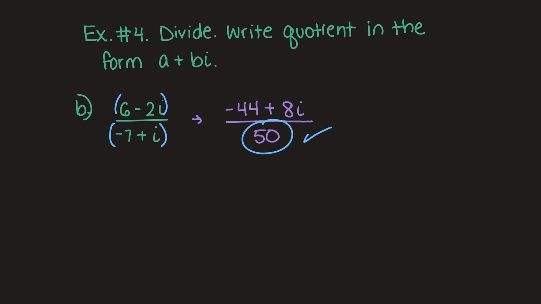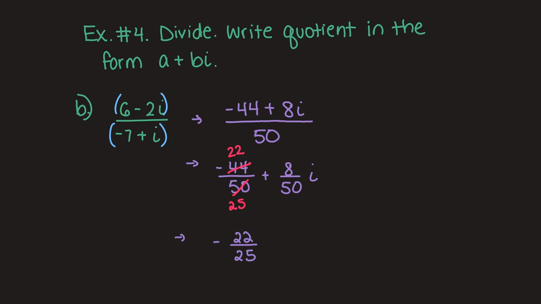And now we've eliminated the i from the denominator. Since we want to get it in the form a plus bi, we'll now separate this as two fractions, and we can simplify this. So negative 44 and 50 have a 2 in common, so this simplifies to negative 22 over 25. And 8 and 50 also have a 2 in common, so this simplifies to 4 over 25. So now our quotient is negative 22 over 25 plus 4 over 25 i.